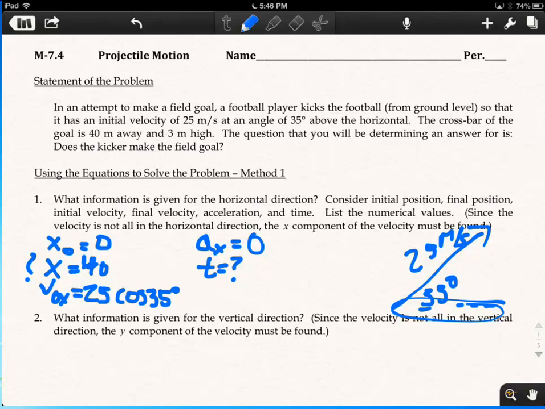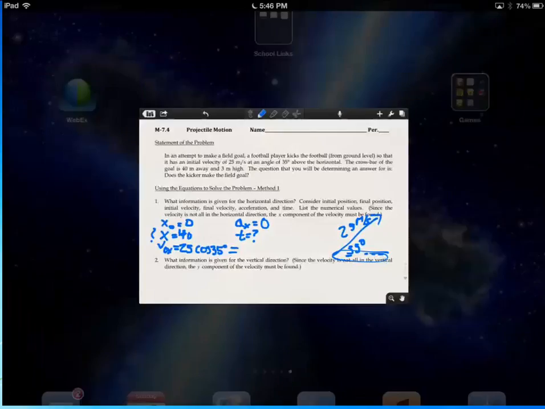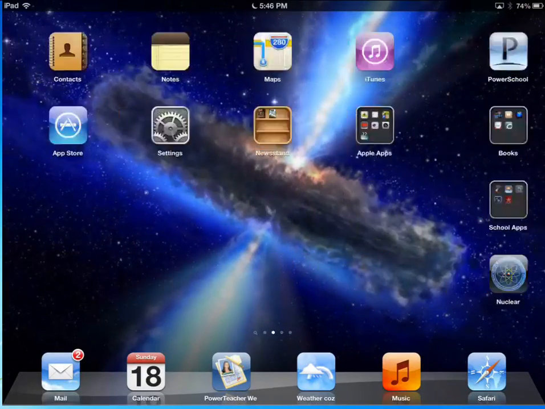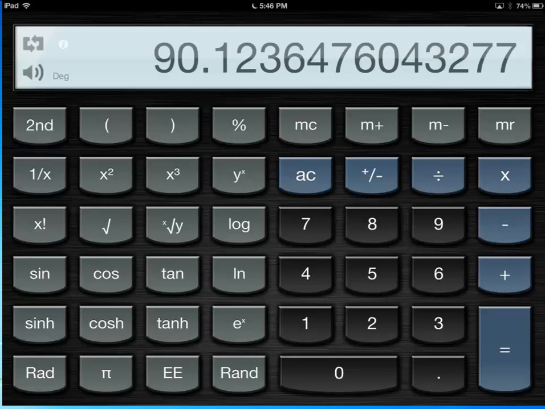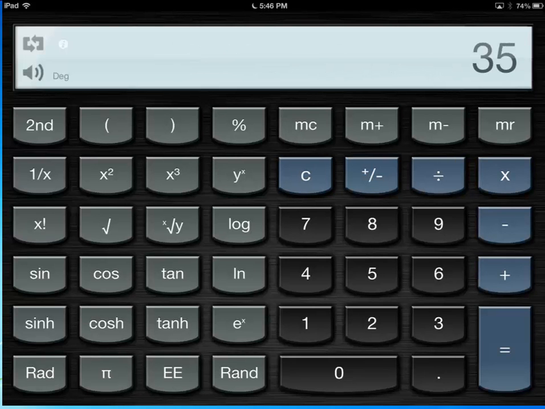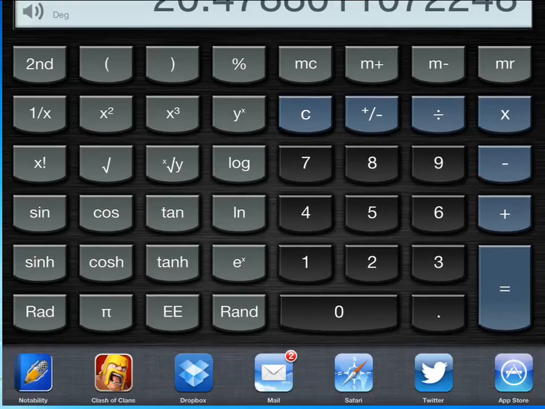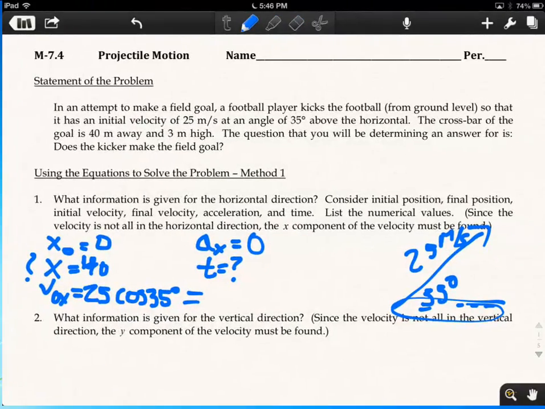Alright, so now we need our numerical value for initial velocity in x. For that I'm going to use a calculator, and I want to show you, make sure you're doing things right. I think you guys all know how to do this. But when you use your calculator, depending on how it works, sometimes you got to put it in backwards, right? 35 cosine times 25 is 20.5 essentially. So this is 20.5 meters per second. All right, that's what we know in x.